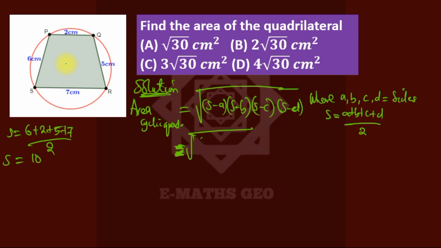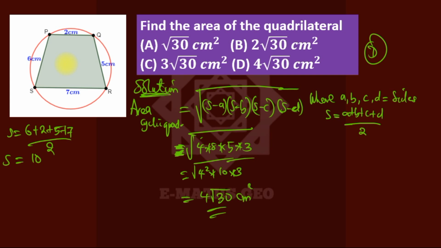So I have 10 minus 6 is 4, 10 minus 2 is 8, 10 minus 5 is 5, and 10 minus 7 is 3. So we now have 8 is 4 times 2, so I have 4 squared times 2, and 2 times 5 is 10, times 3. Our answer is now 4 root 30. So that's the area, which is option D.